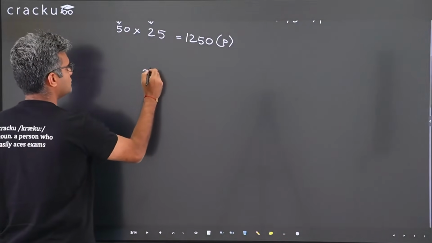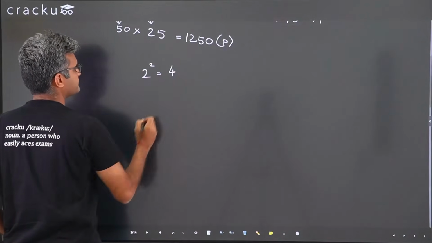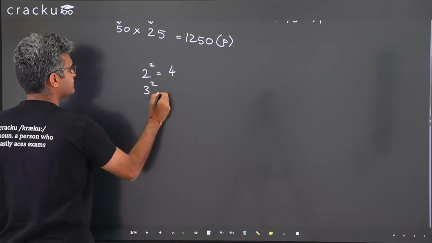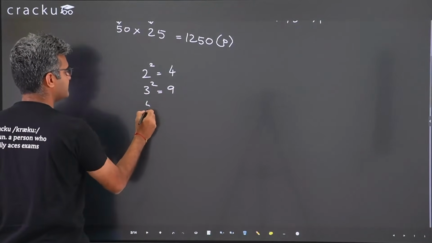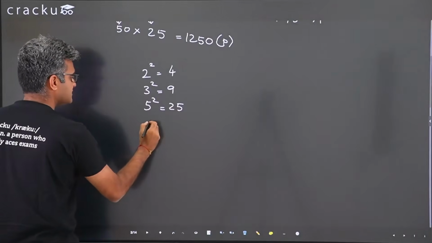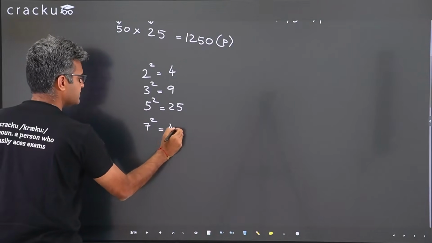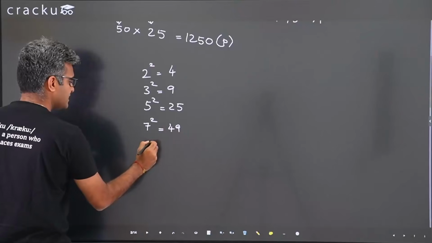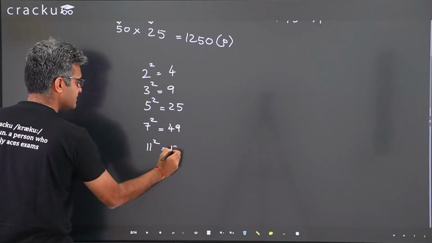We have 2, the square of 2 is 4. We have 3, the square of 3 is 9. We have 5, the square of 5 is 25. We have 7, the square of 7 is 49. We also have the next prime number 11, the square of 11 is 121.